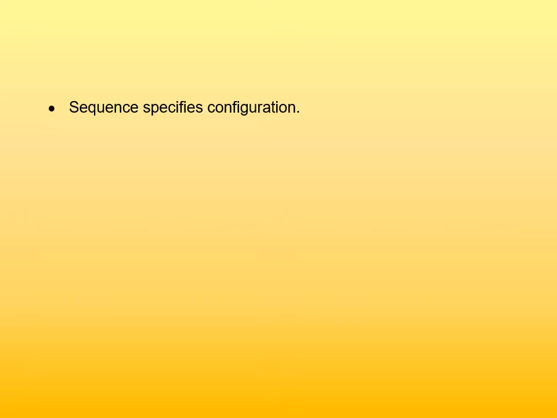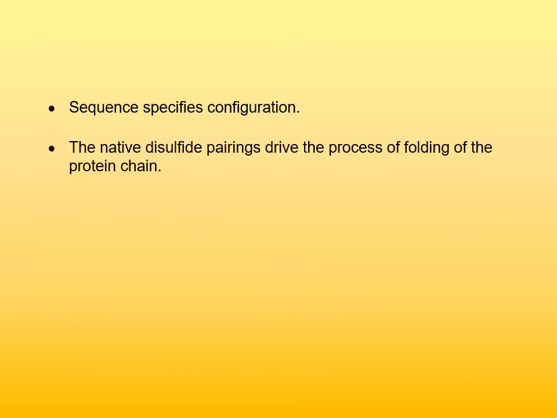So from these experiments by Anfinsen, we can conclude that amino acid sequence specifies configuration. Based on these experiments, it is clear that the primary structure, the sequence of amino acids, specifies configuration. That means three-dimensional structure: secondary, tertiary, and in some cases, those with more than one chain, quaternary structure of amino acids.